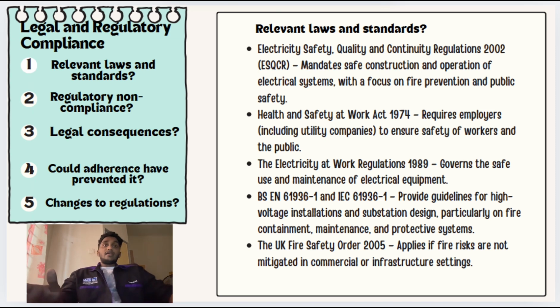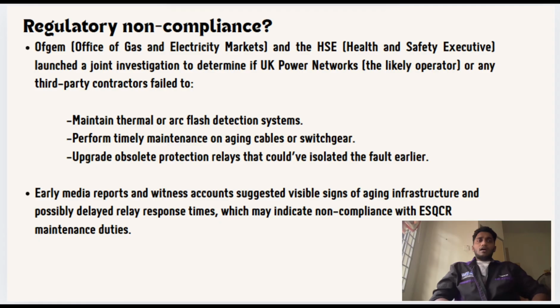The Electricity at Work Regulations 1986 govern the safe use and maintenance of electrical equipment. BS EN 61936-1 and IEC 61936-1 provide guidelines for high voltage installation and substation design, particularly on fire containment, maintenance and protective systems. The UK Fire Safety Order 2005 applies if fire risks are not mitigated in commercial or infrastructure settings.